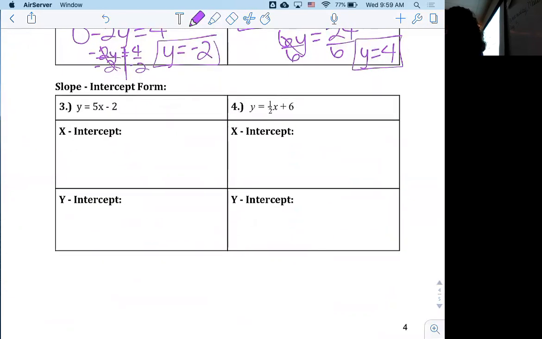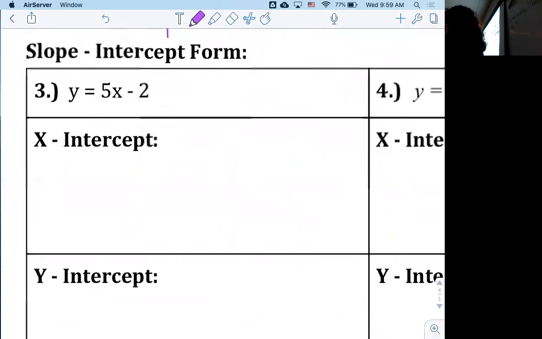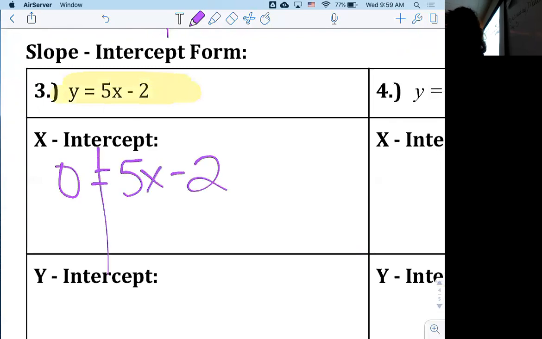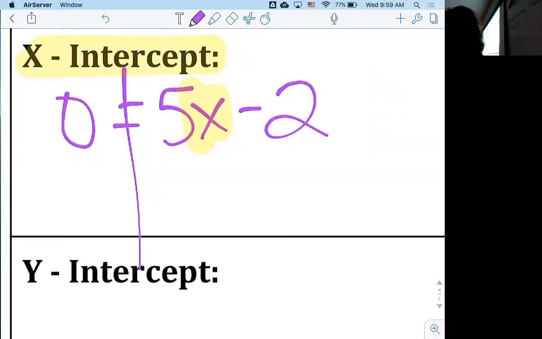All right, so the last two are in slope intercept form, which we are very much accustomed to. Y equals whatever x plus or minus whatever. So to find the x-intercept, it's the same process. You're going to replace y with 0. So I'm going to take 0 equals 5x minus 2, and we're going to solve. So again, x-intercept, x is left behind. So this is going back to solving equations, two-step equations, which hopefully we remember. What would be our first step?